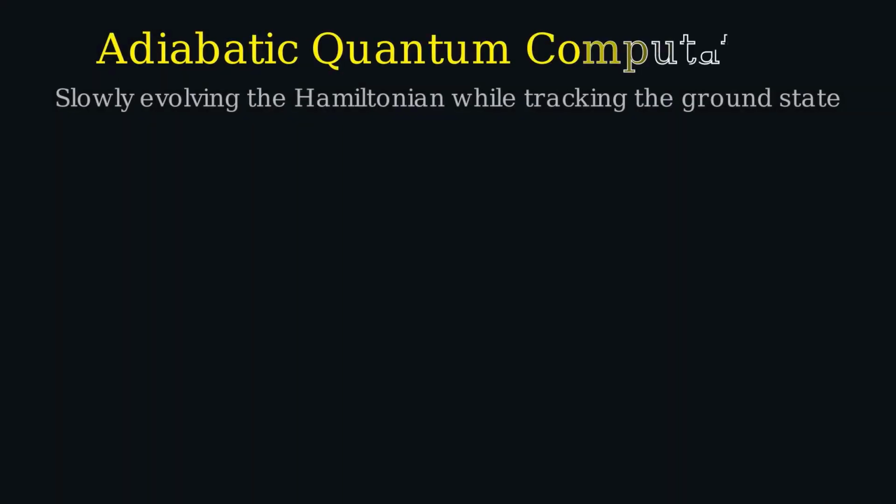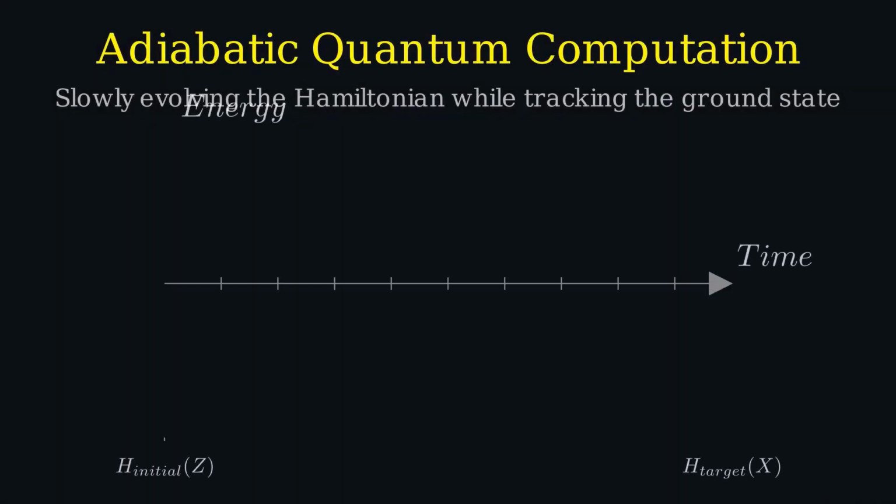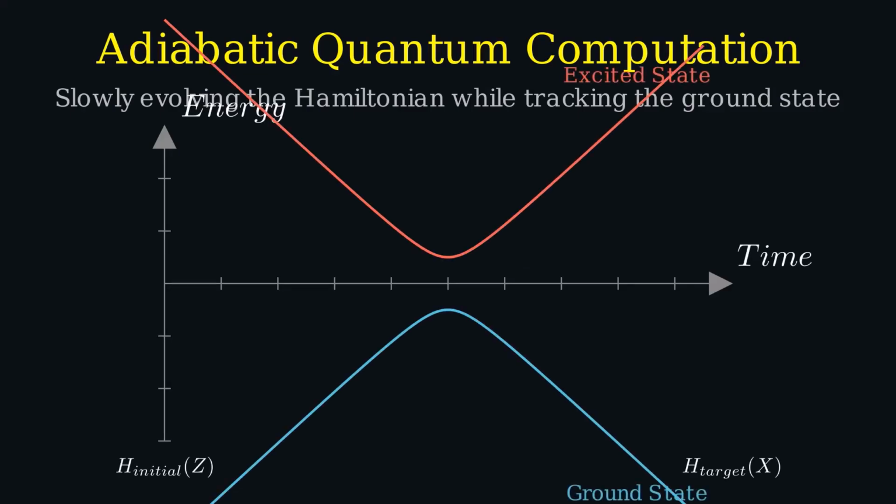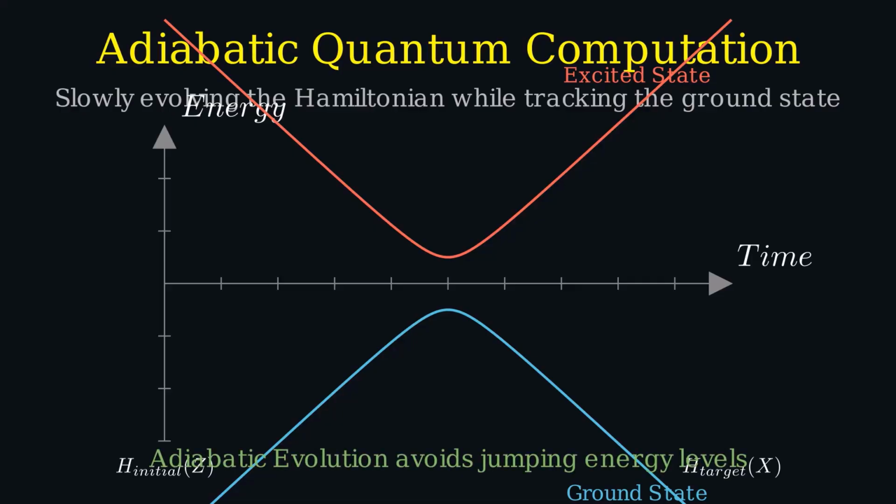Consider a spin qubit in a time-dependent magnetic field. The initial Hamiltonian, H initial, is Z. The spin is aligned with the magnetic field in the Z direction. For the target, we slowly rotate the magnetic field to the X direction, represented by H target equals X, whose ground state is the plus state. We perform this rotation adiabatically, slowly enough. The qubit's ground state evolves smoothly from 0 to the plus state. The quantum system tracks the ground state throughout the transformation.